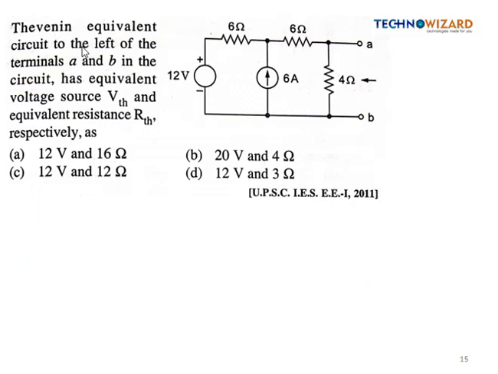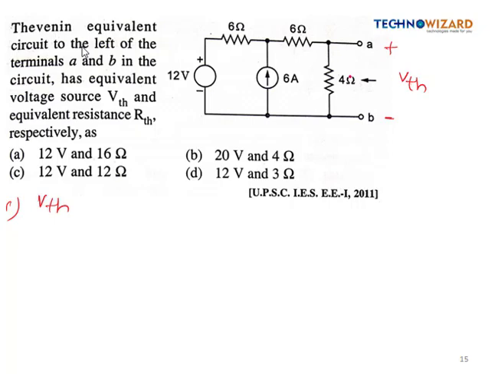So next question is, Thevenin equivalent circuit to the left of the terminals A and B in the circuit has equivalent voltage source VTH and equivalent resistance RTH respectively. So for this circuit we have to calculate the Thevenin equivalent voltage and Thevenin equivalent resistance. So let's first find out the value of VTH, right? So it is already open circuited, so from here we have to calculate the value of VTH. So this will be plus and this will be minus, so this is VTH.